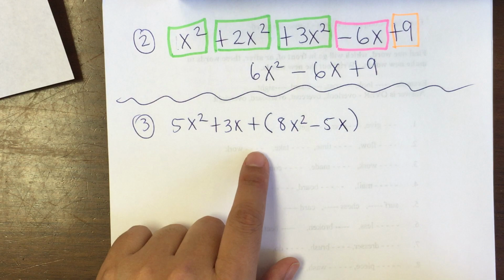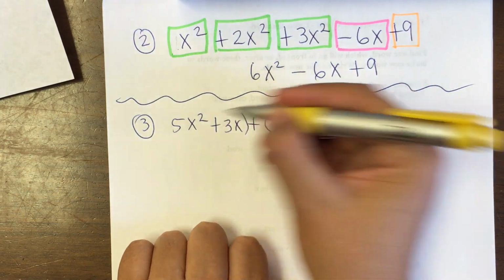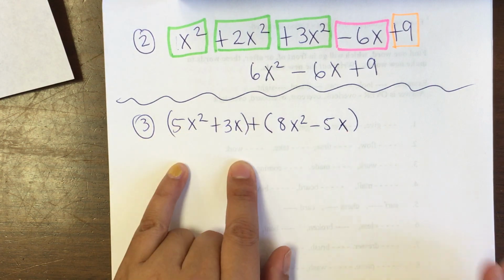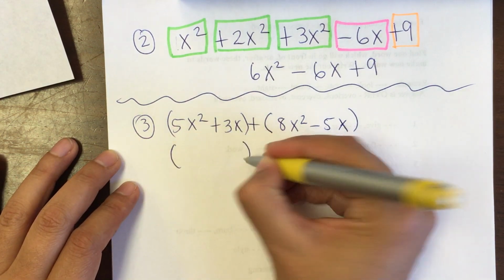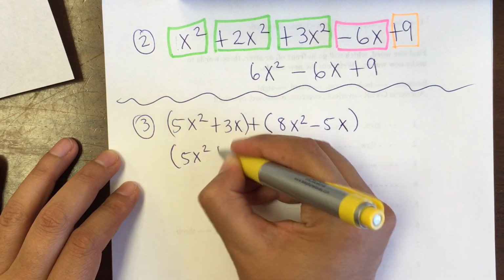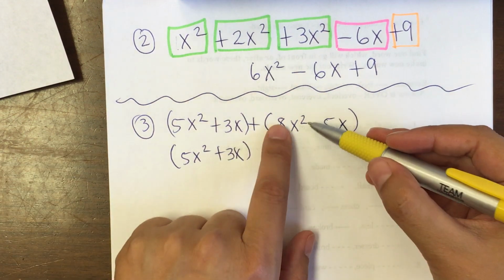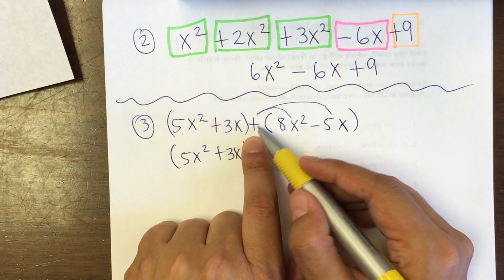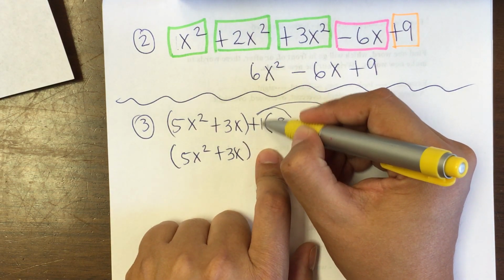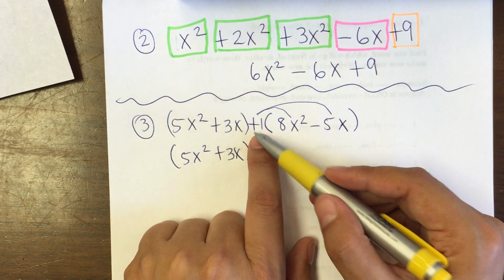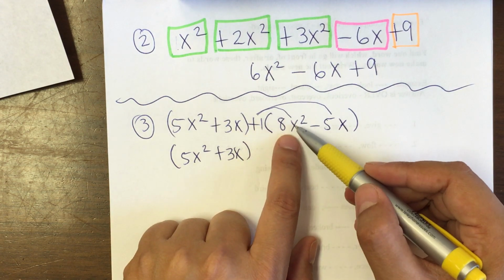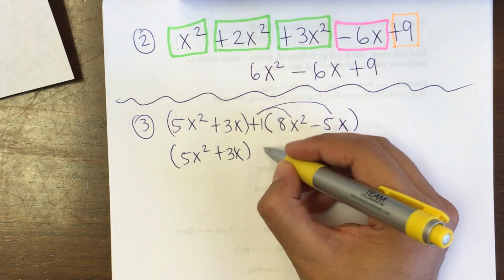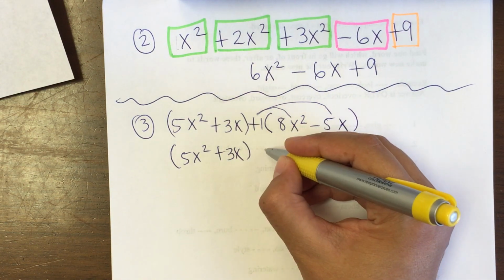Okay, in this case, let me put this in parentheses. In this case, usually when we have parentheses, the first one stays the same way. So 5x squared plus 3x. And the second one, we're supposed to multiply the plus. Some people get confused, and so they prefer to put a 1 in there. The plus 1 times each of the terms inside of the parentheses, and in reality, because it's a positive, it's not going to change anything.